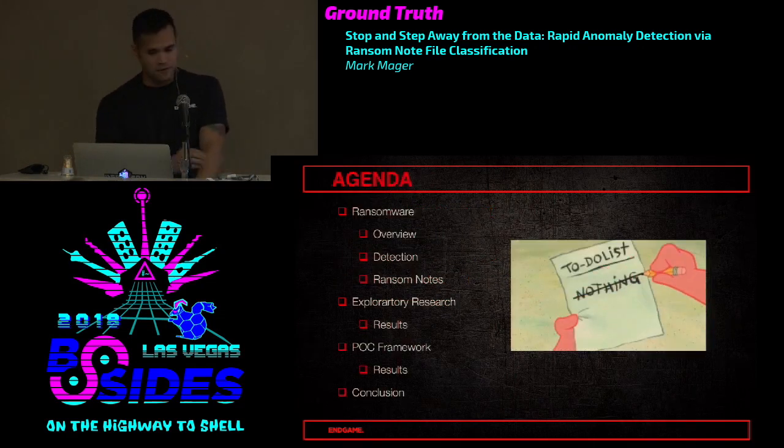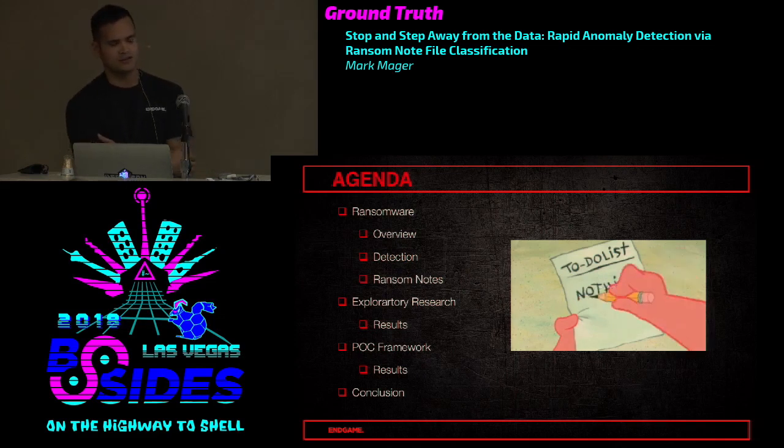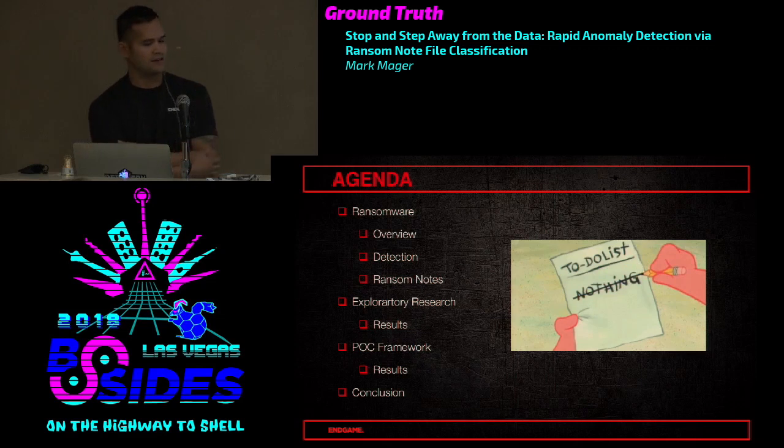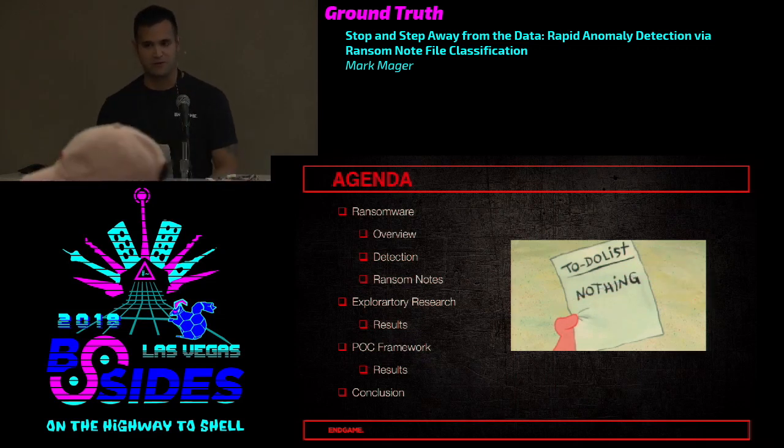So just to go over the agenda for today, I'm going to give a very brief overview of ransomware, current ransomware detection methodologies, what ransom notes look like typically. Then I'll delve into talking about exploratory research, then some results from that initial research, and then the development of a proof of concept framework, along with the results from that, and wrap things up with a conclusion and hopefully have time for questions at the end.